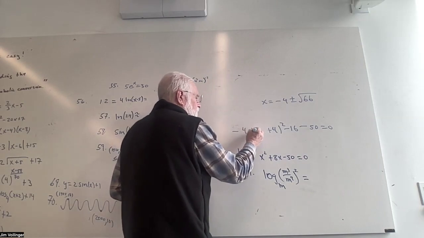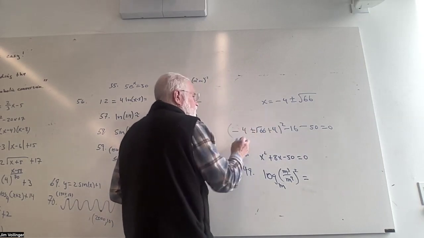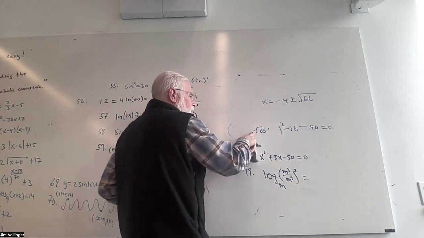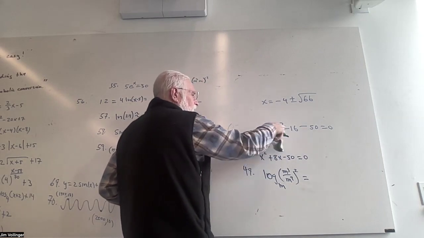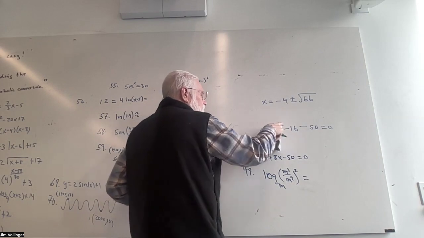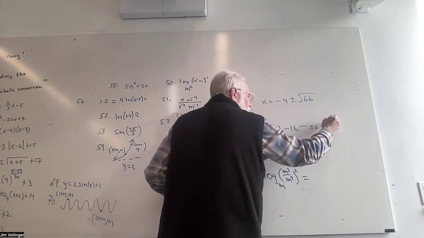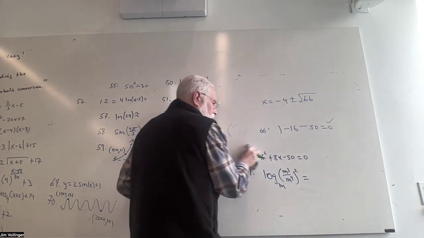Minus 4 plus minus the square root of 66. Let's do the math. Get rid of the 4s. Get rid of the plus minus. When you square, you get a positive. When you square a square root, you get what's inside. And 66 minus 66 happens to be 0. That one's done.